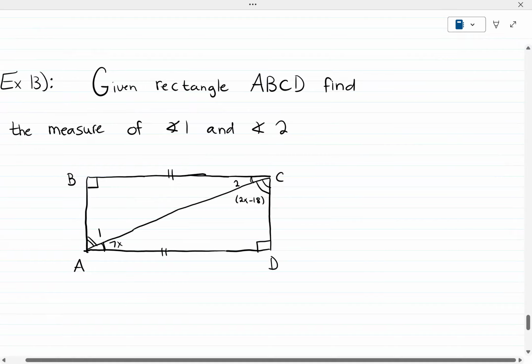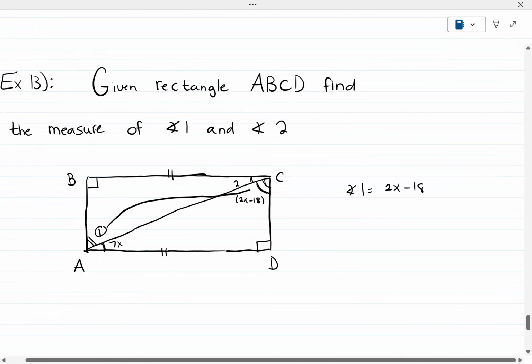I think we need to figure out what x is, right? So we know that if you add up angle 1 and this angle 7x, they should equal 90. What is angle 1? Did you know angle 1 is congruent with this angle here, 2x minus 18, because of alternate exterior and alternate interior angles, and also because of these two tick marks, right? You see that this has two tick marks, that means they're congruent.